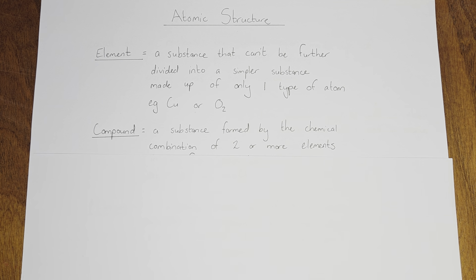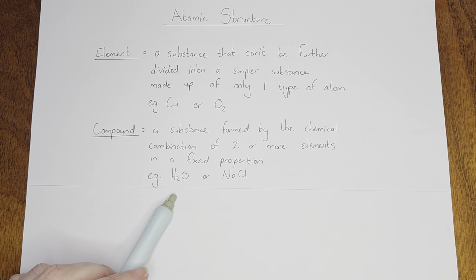A compound is a substance that is formed by a chemical combination of two or more elements, and they're always in a fixed proportion. So when we chemically make something new from our elements, such as H2O, we've made water from hydrogen and oxygen, which we know are both gases. When they combine in that ratio of 2 hydrogens and 1 oxygen, it then makes a new compound. Or sodium and chlorine together make sodium chloride. They are chemically bound, so they are a compound.